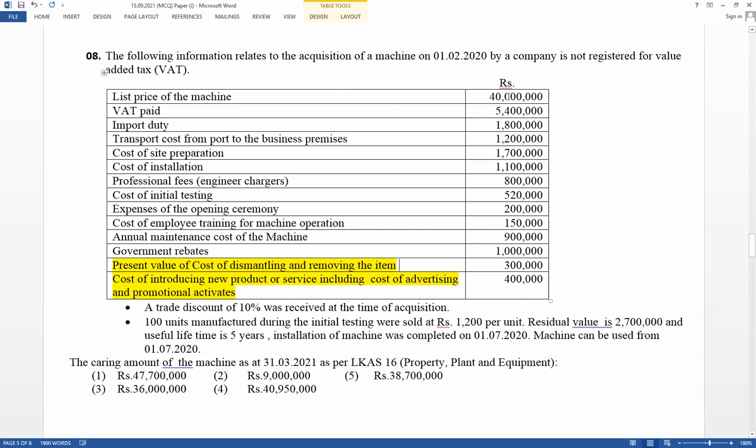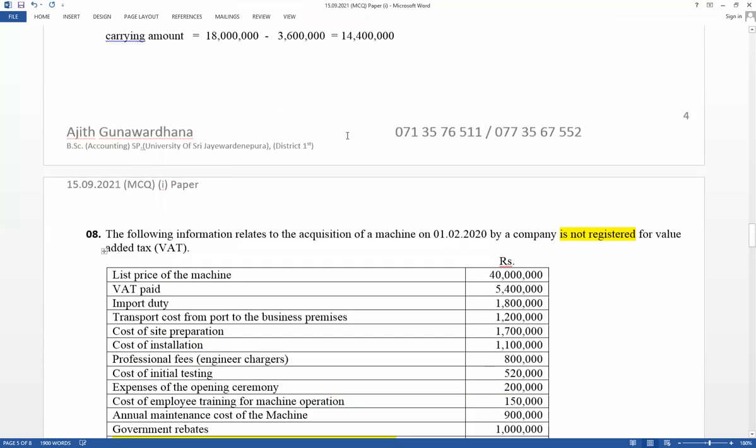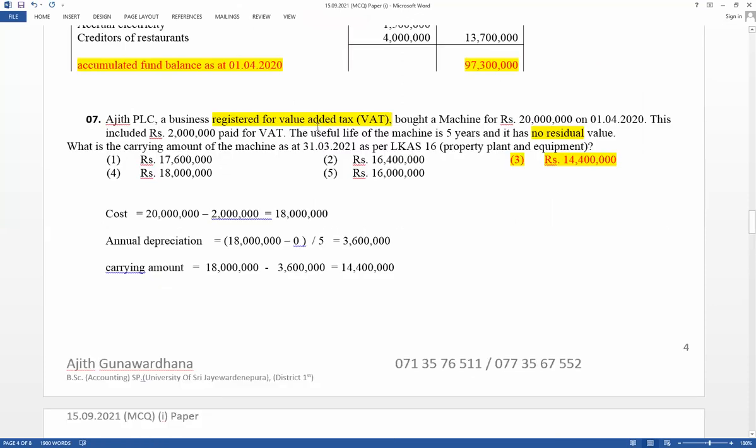Right, given list price, think the business is not registered for VAT. Very important. If registered, or if not, see whether it comes into the cost of the asset. Think about question number 7, where the business is registered for VAT.